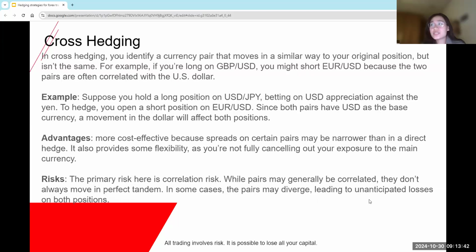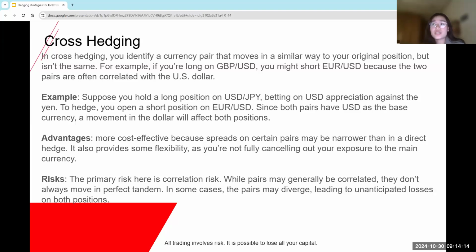Okay, next, let's look at cross-hedging. Cross-hedging takes a different approach by using correlated currency pairs to hedge a position. So in cross-hedging, you identify a currency pair that moves in a similar way to your original position but isn't the same. For example, if you're long on pound dollar, you might short the euro dollar because the two pairs are often correlated with the US dollar.